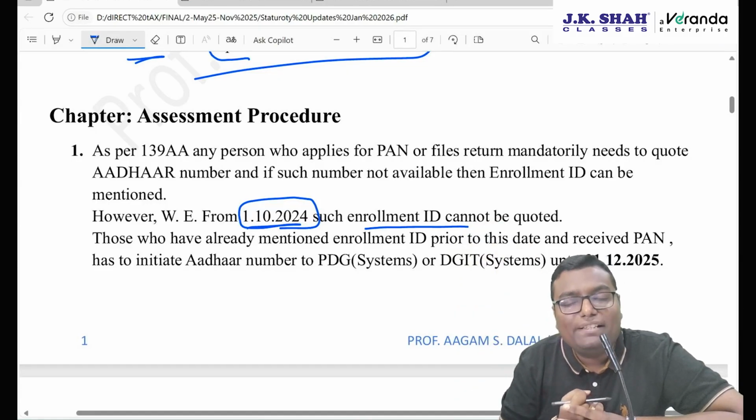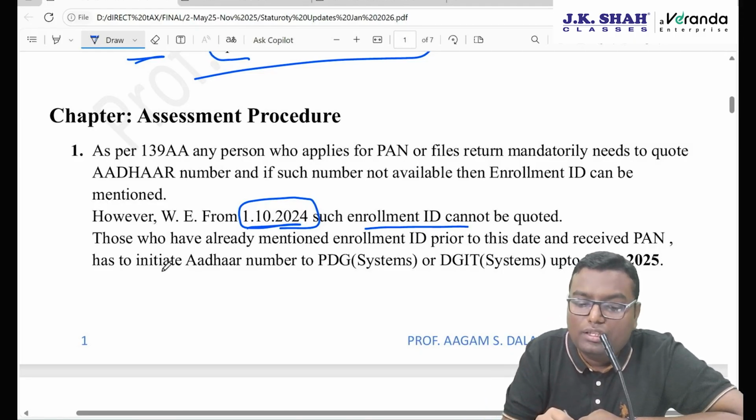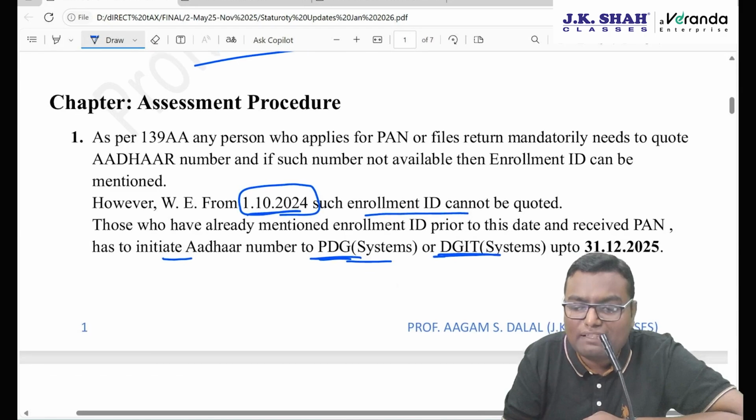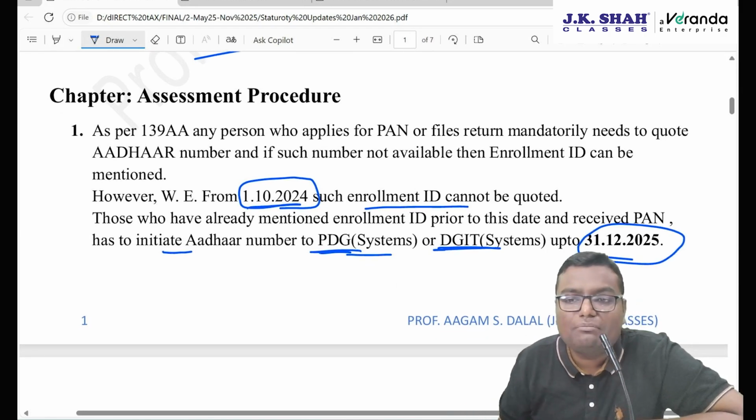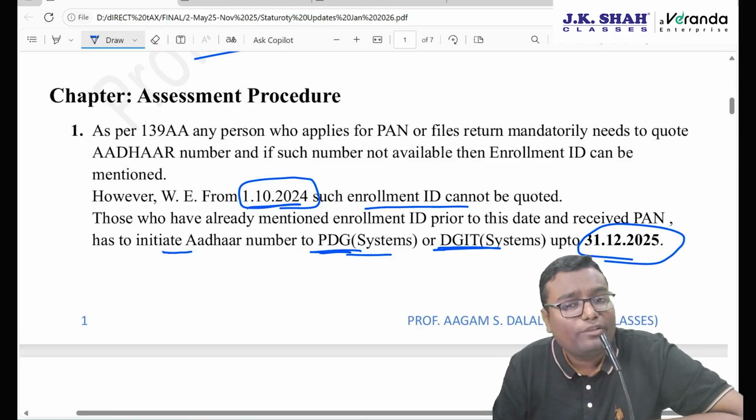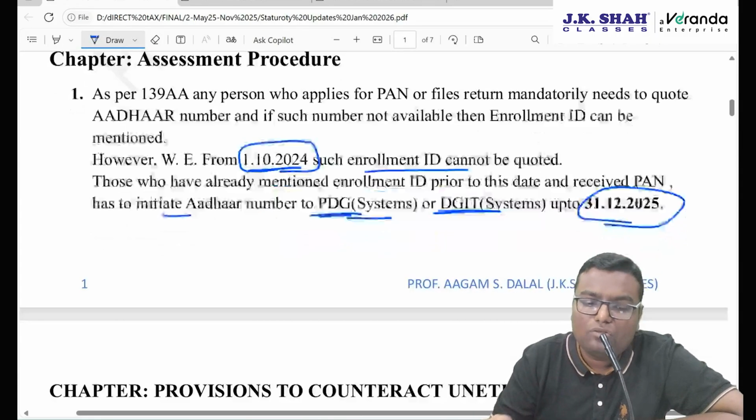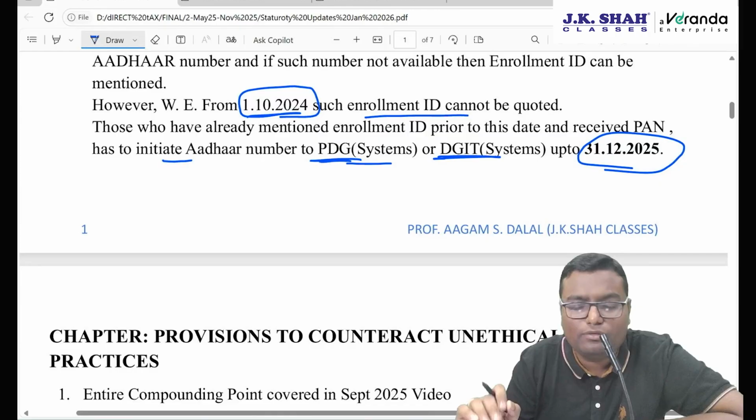So those who have mentioned the enrollment ID prior to 1st October 24 have to quote their Aadhaar number to whom? To PDG Systems, that is Principal Director General Systems, or DGIT, that is Director General of Income Tax Systems, up to 31st December 2025. If up to this particular date the Aadhaar number is not mentioned, then their PAN card will become suspended, their return will be nullified, those particular effects will be there. So that 31st December 25 due date you have to remember mainly.